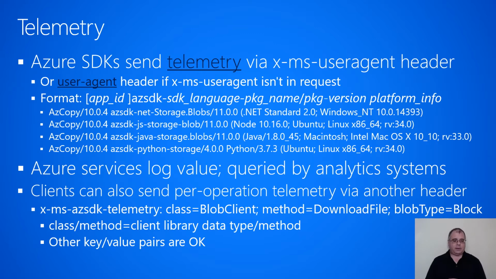And the string format goes something like this. There's an optional app ID. So the application itself that the user is writing can actually amend this string and put the name of their application in the string. Then for Azure SDKs, we say az-sdk dash and then the SDK language, like C or C++ or Go or .NET or what have you. Then a hyphen, then we have the name of the language package, a slash, and the version of the package, and then we have the platform information.